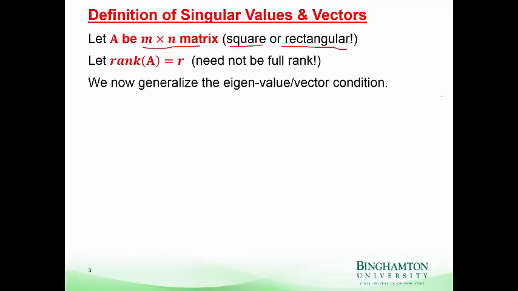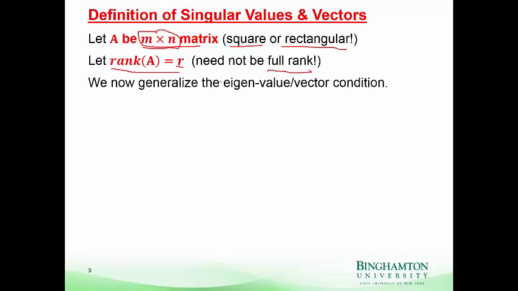able to do a decomposition with orthonormal vectors. And we're just going to state that this matrix has rank R, and it need not be full rank. So that means whichever of these is the smallest, that's the largest that the rank could be, and R may be smaller yet. So let's generalize this idea.